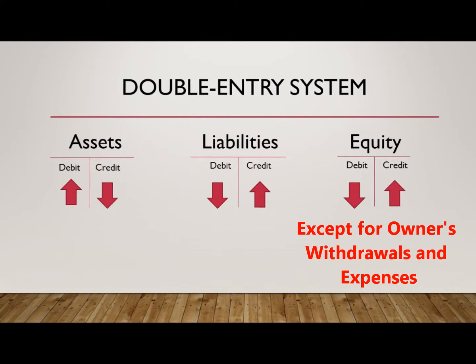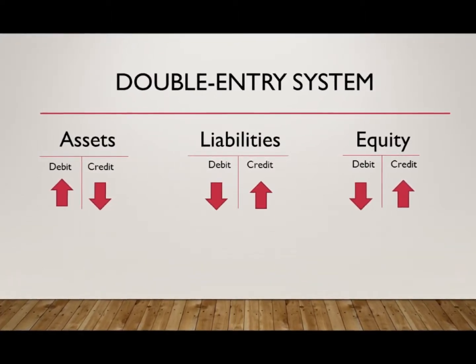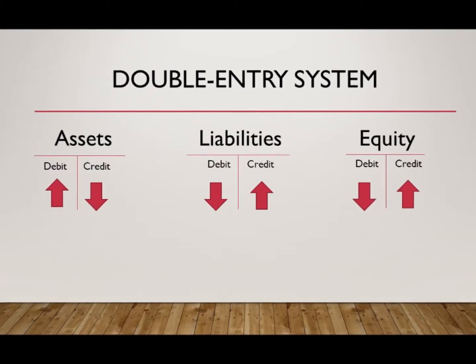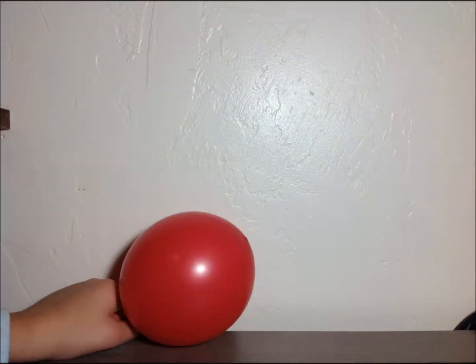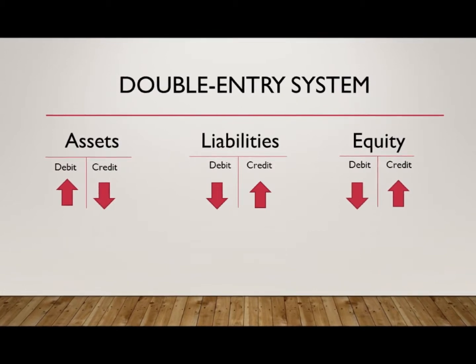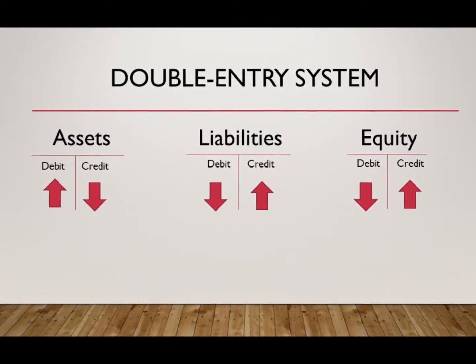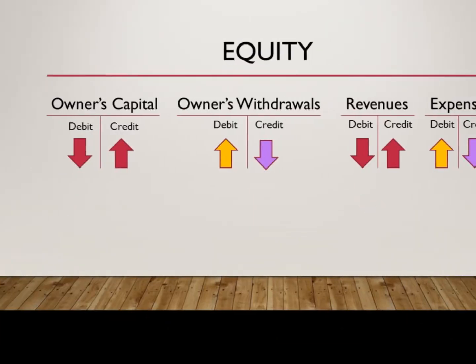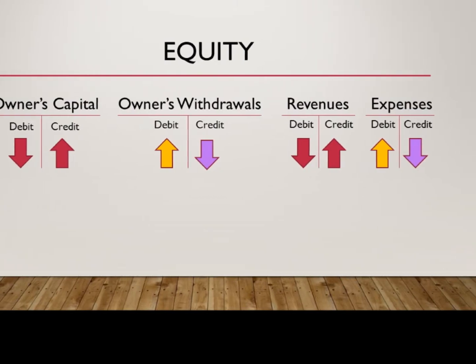Every transaction must be recorded into at least 2 accounts, and it is known as the double entry system. Every account has a debit column and a credit column. Asset accounts increase with debits and decrease with credits, while liability and equity accounts increase with credits and decrease with debits, as shown here. However, owner withdrawals and expenses increase with debits and decrease with credits.